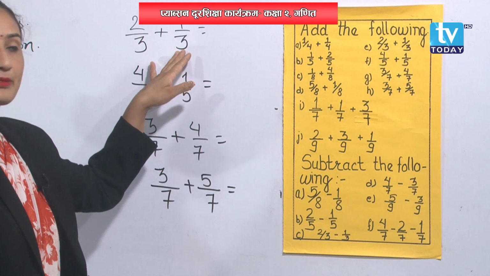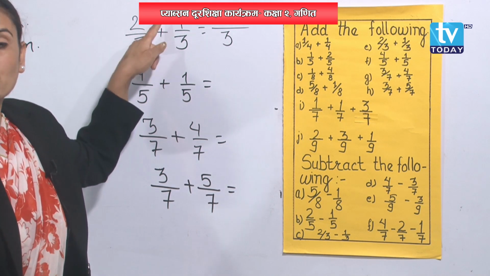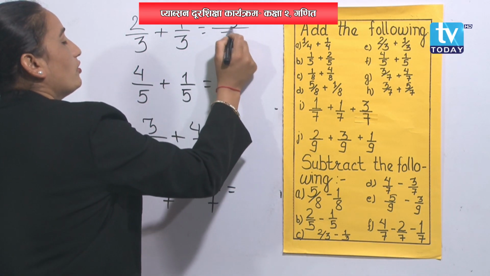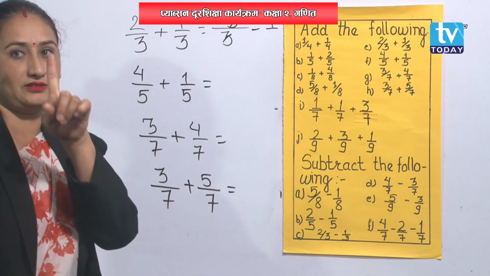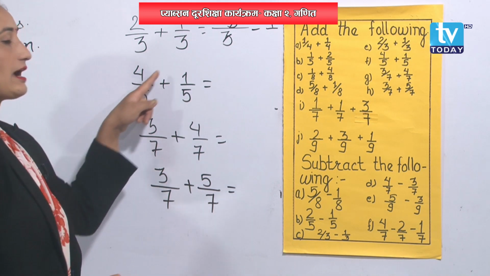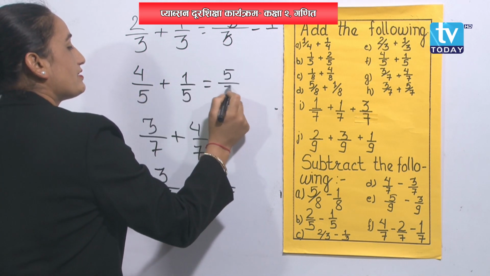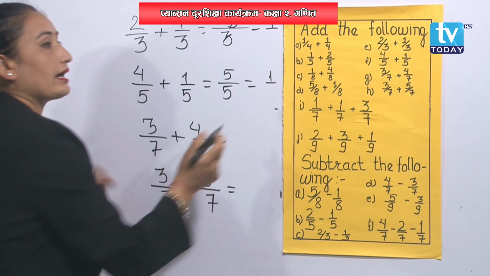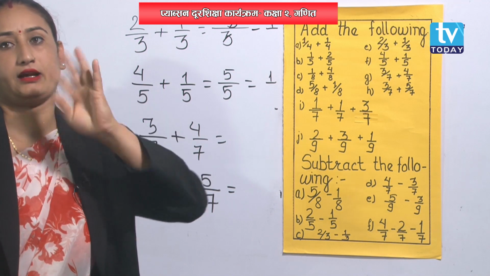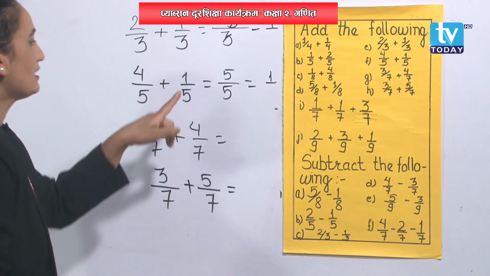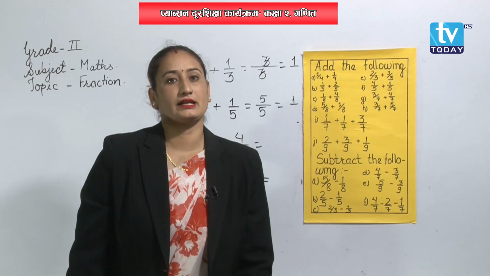3 is common. Let's take the common as 3. Now add 2 plus 1. It's 3. Oh, 3 by 3, when we cut it, then it becomes one whole. Do you understand? 4 by 5, 1 by 5 is there, right, students? So, 4 plus 1, 5 by 5 is there. Can we write it directly as 1 or not? 5 by 5 means one whole apple is eaten, already completed, right, students? We have already eaten it.